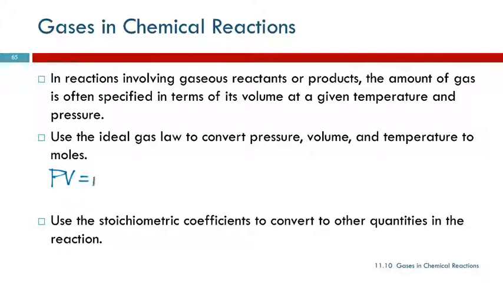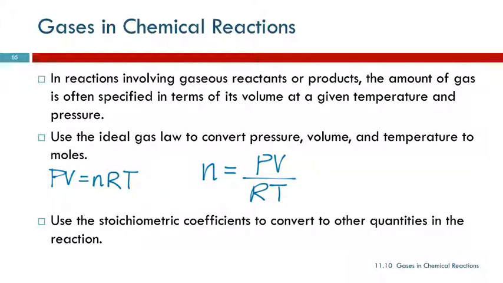PV equals nRT. So if we rearrange this for n, solve for n, we're going to divide by RT, and so we get that the number of moles of gas equals the pressure times the volume divided by the ideal gas constant times the temperature.